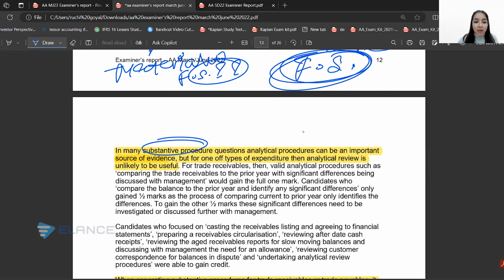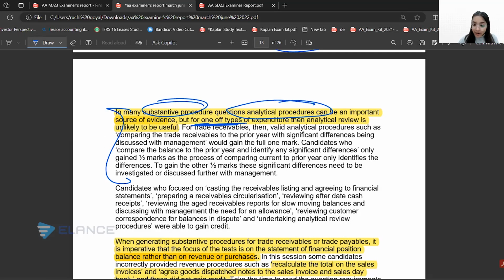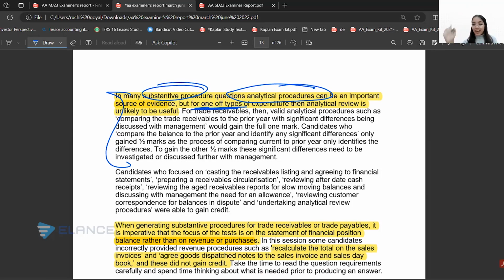See, in substantive procedure, this is something that I have already told you: analytical procedure does not make sense when it is a one-of-a-kind expenditure, right? The analytical procedure on the Coke example that I explained just now was to show that when it comes to a one-off item that exists for the first time, it is unlikely to be useful. Does this point make more relevance after my example, or does it mean the same to you as before?